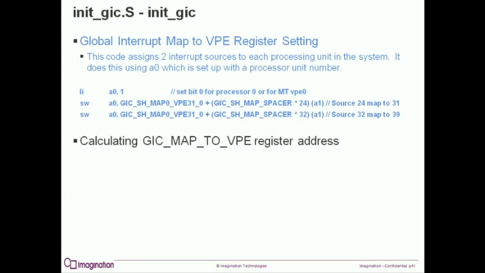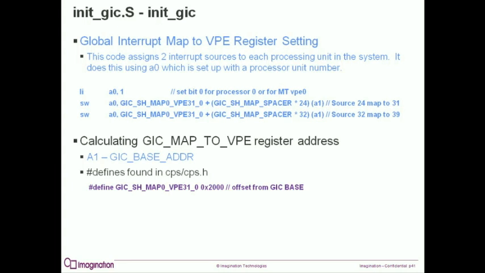Let's go over how the addresses for the GIC map to VPE registers are calculated. Previously, the GIC base address was stored into A1. Remember, this is a pound define in boot.h. The code also uses defines which come from cps/cps.h.